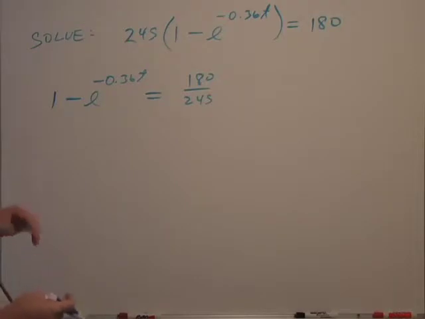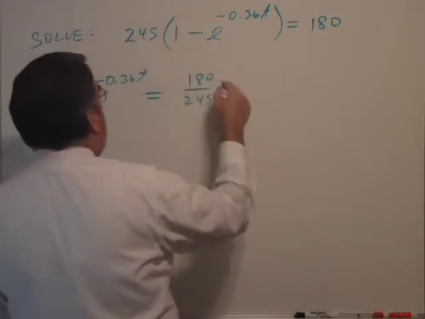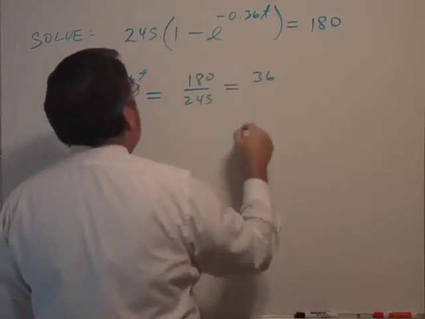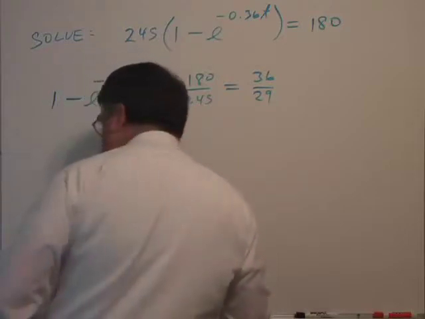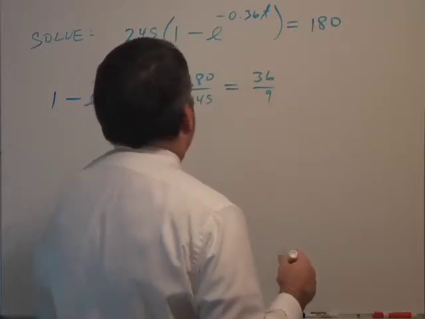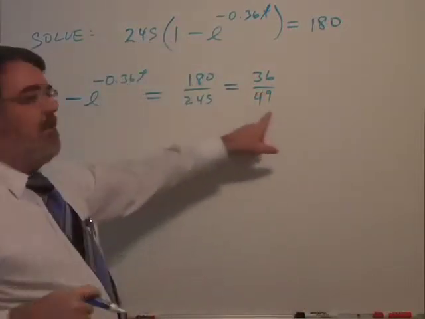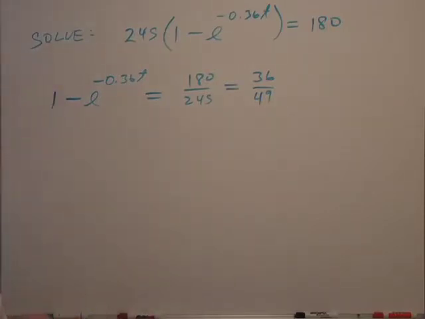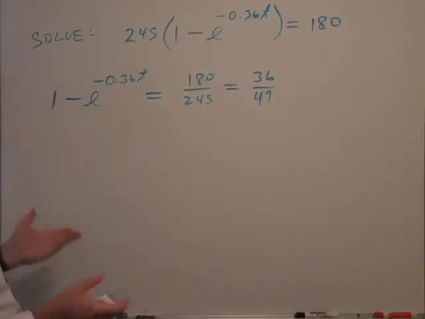And it's up to you if you want to reduce that fraction. Let me see, if I divide top and bottom by 5, we'd get 36 over 49. This is optional. We really don't have to reduce this fraction because ultimately we're going to plug this all into a calculator, but I like to reduce my fractions most of the time, or when it's fairly easy.